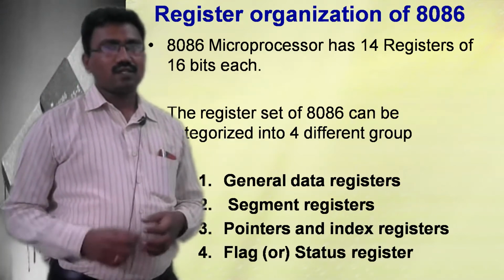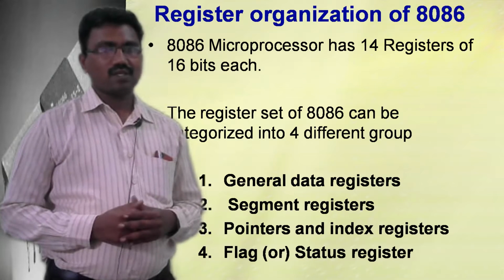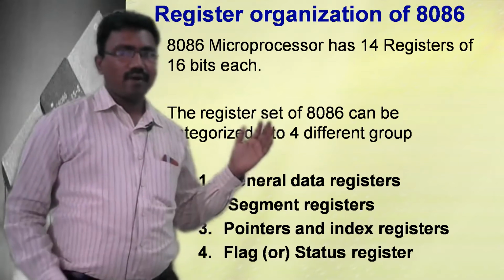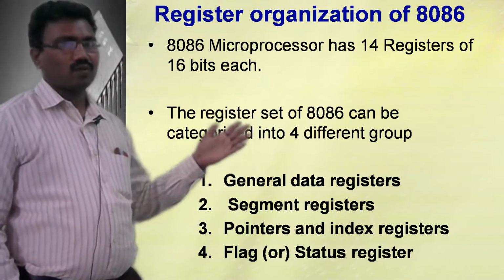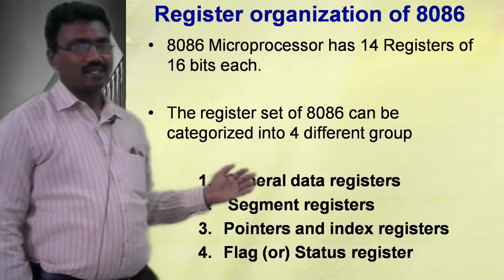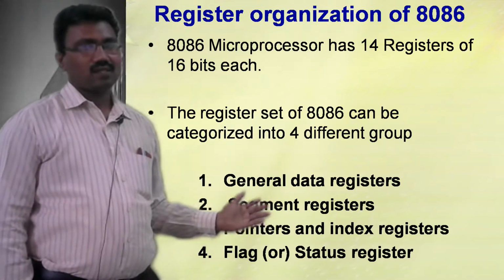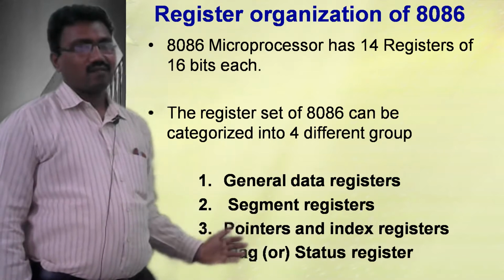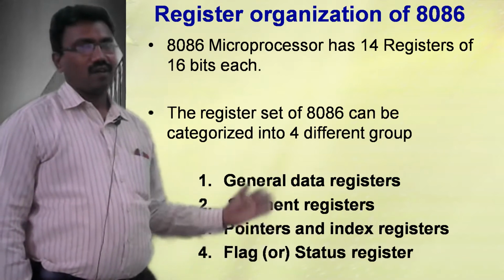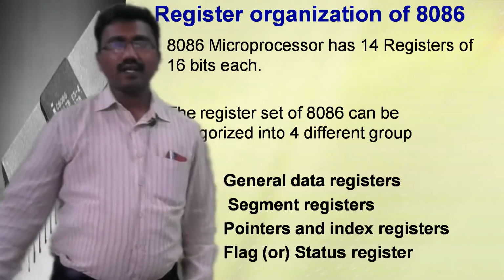8086 has 14 registers. The length of each register is 16 bits. The total registers are divided into four categories, four different groups. The first group is general data registers, then segment registers, pointer and index registers, and flag or status registers. First, we'll see general data registers.